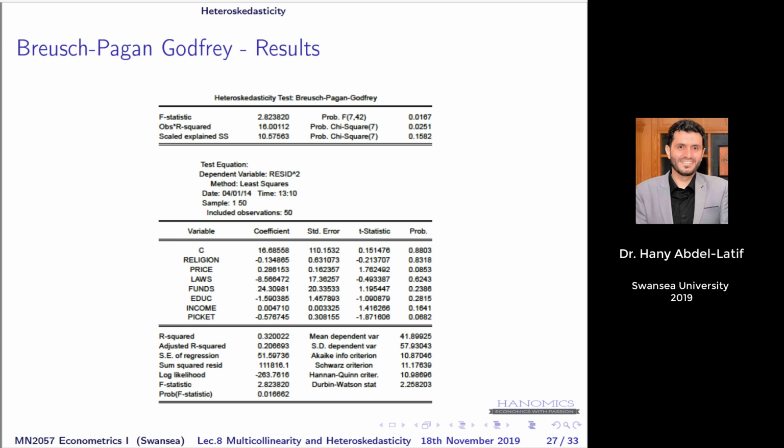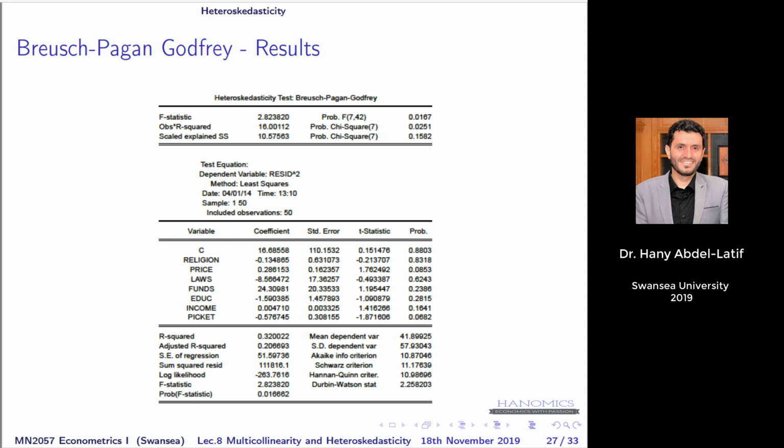So once you reject, what is the null hypothesis? Your errors are homoskedastic. When you reject that, they are not; that means they are heteroskedastic. They don't have constant variance. So we reject the null hypothesis. The null hypothesis is homoskedastic errors: your errors have constant variance.